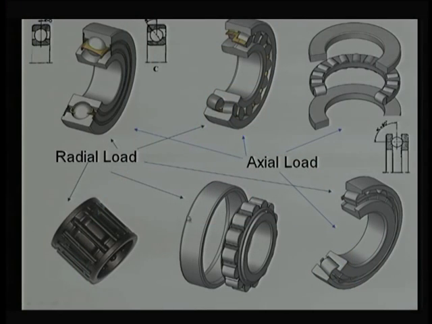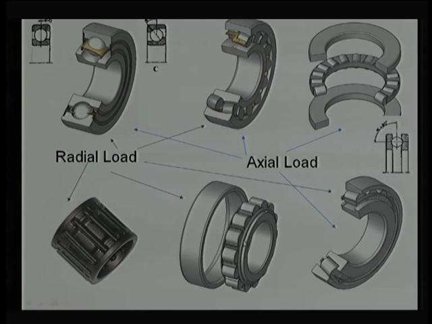Now, this bearing is shown as a needle roller bearing. We can see that the length of the needles is much larger than the diameter of those rollers. Again, the needle rollers are placed in a cage to avoid colliding or rubbing of one roller against another roller. These bearings are meant to support radial load. These bearings are not capable of supporting axial load.